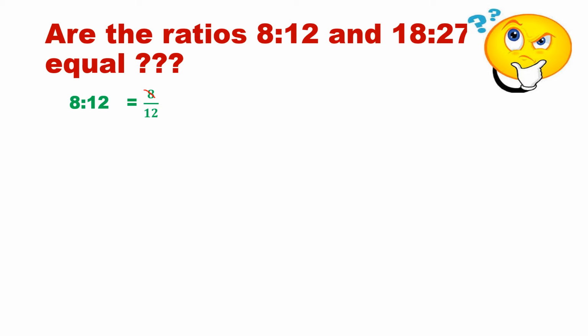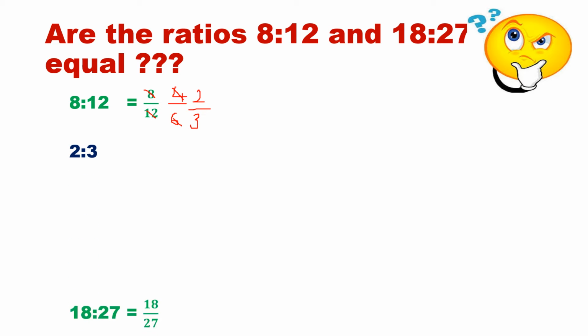Let us see. 2 4s are 8, 2 6s are 12. I'm using the table of 2. Then 2 2s are 4 and 2 3s are 6. So what do I get? I get 2 is to 3. So that means 8 is to 12 is same as 2 is to 3.